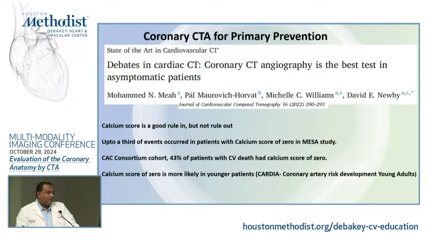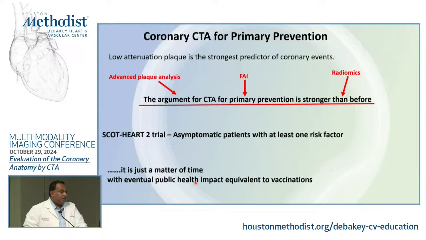For example, in the MESA study, one-third of events occurred in patients with calcium score of 0. In the Coronary Artery Calcium Consortium cohorts, 43% of patients with cardiovascular death had a calcium score of 0. And there is another database called the Coronary Artery Risk Development in Young Adults that's showing that calcium score of 0 is more likely in younger patients, which is what was just shown in Dr. Lipsick's paper. So the argument for CT for primary prevention is stronger than before, at least if you're younger and you have at least one big risk factor like diabetes.